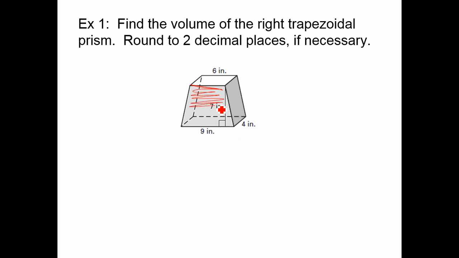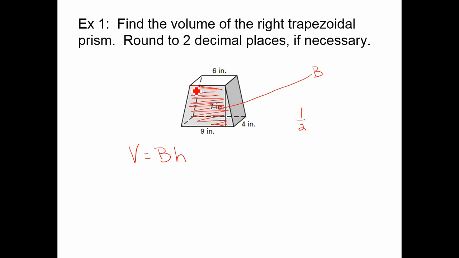But this is a trapezoid as well as the back face is a trapezoid. And because of that, it's called a trapezoidal prism. That means the trapezoid is considered the base. So we need to find the area of that base, because the volume formula says find the area of the base times the height of the prism. So the area of the base we would find by finding the area of the trapezoid.